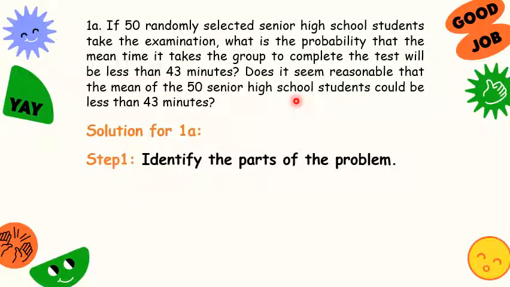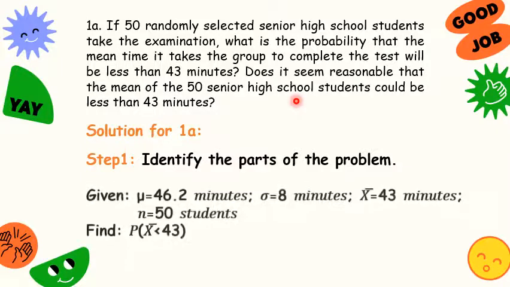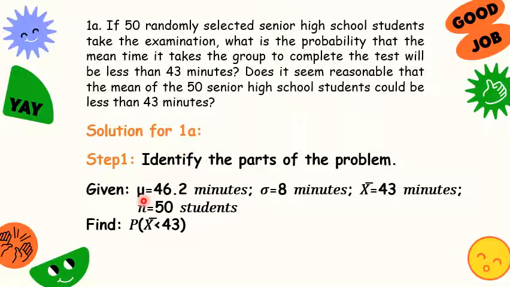So, step 1, identify the parts of the problem. So, ang given natin dito, syempre, still, ang population mean natin, o ang average natin ay, ganun din dun sa example number 1. Yun ay 46.2 minutes. Yung ating population standard deviation na 8 minutes. Yung ating sample mean, 40 minutes. And, ang nadagdag lang is yung ating sample size na 50 students. So, still, we're going to find the probability that the sample mean is less than 43 minutes.